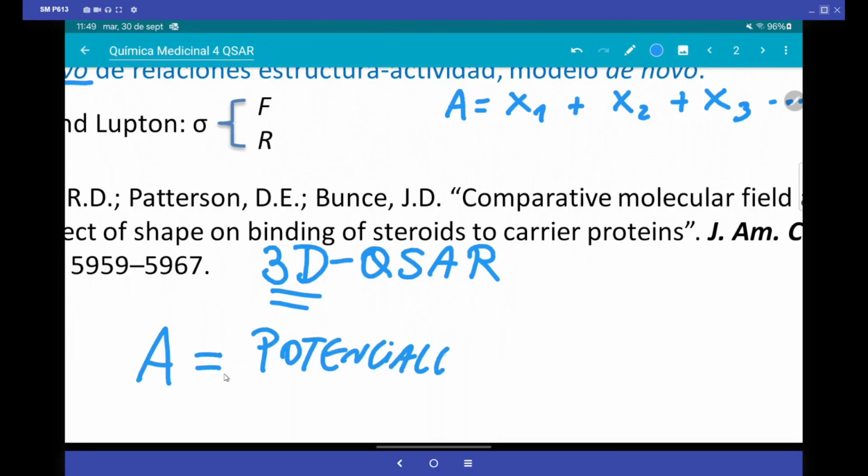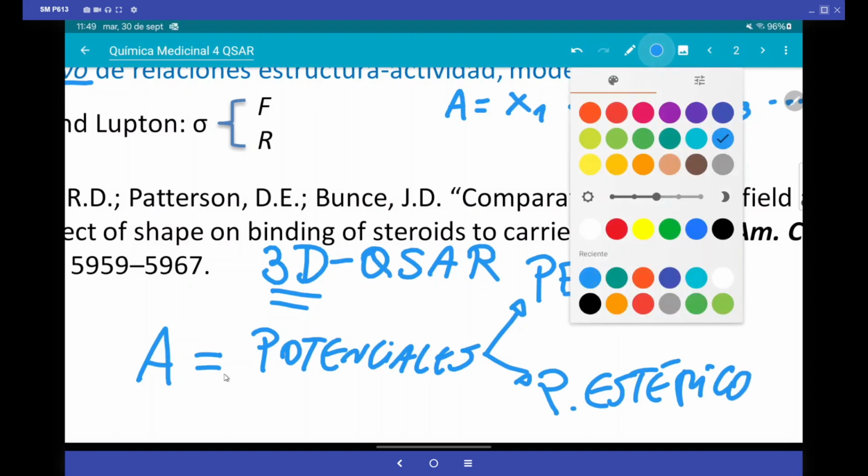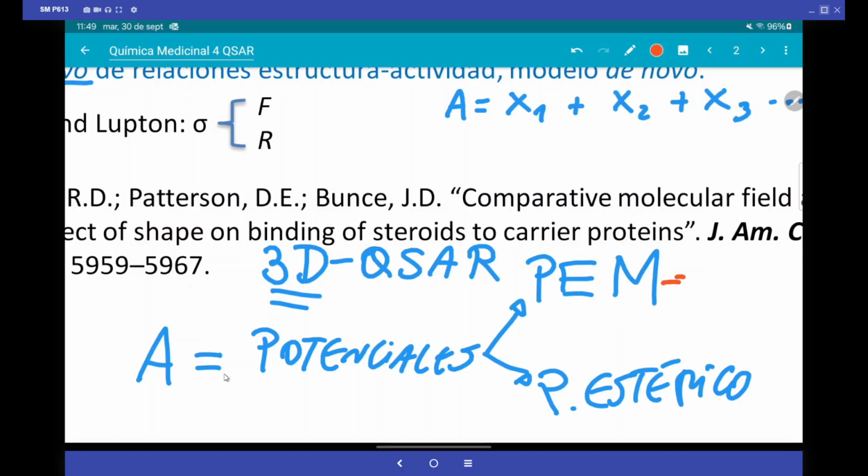The activity we are going to correlate with potentials. Which potentials? The two most important: the molecular electrostatic potential and the steric potential. The molecular electrostatic potential can be described by Coulomb's law, while the steric potential can be described by the Lennard-Jones equation. So it is no longer a flat property, but a property that can be obtained by determining the three-dimensional property of the complete molecule.